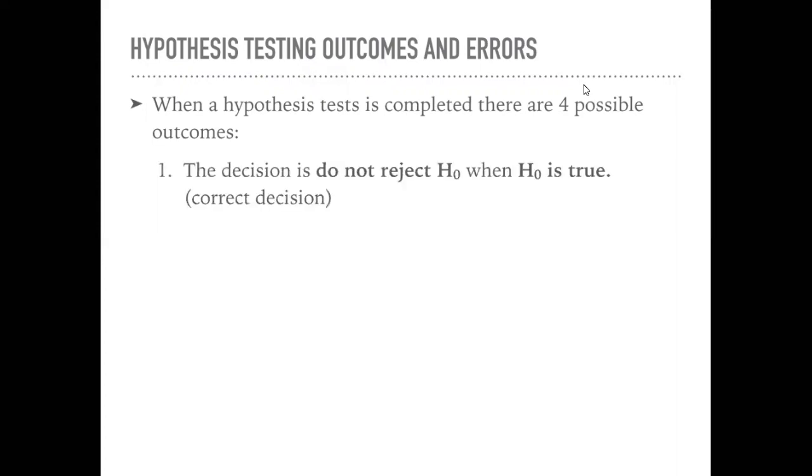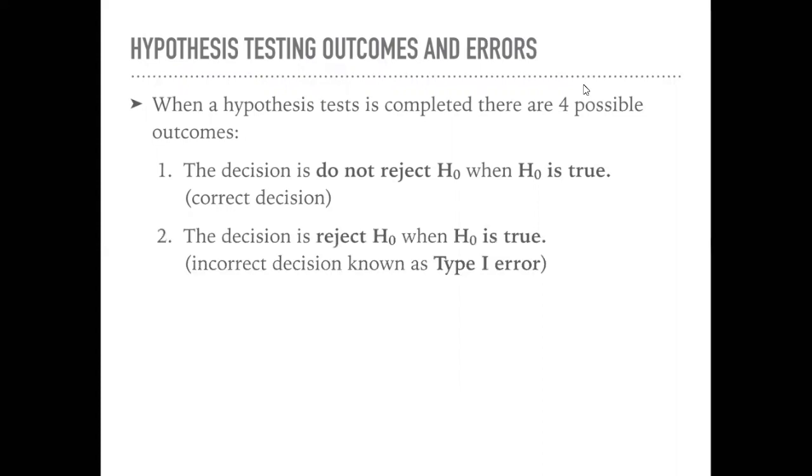So the first one that we're going to look at is the decision to not reject the null hypothesis when the null hypothesis is true. This would be a correct decision. If your null hypothesis is true, you would want to not reject it. Now, we're never going to really know if our null hypothesis is true or false. So we're not going to know the true value, the true state of nature. We will be able to know what decision we make based on the data that we did collect. For this first possible outcome, we make a correct decision. There's no error involved here.